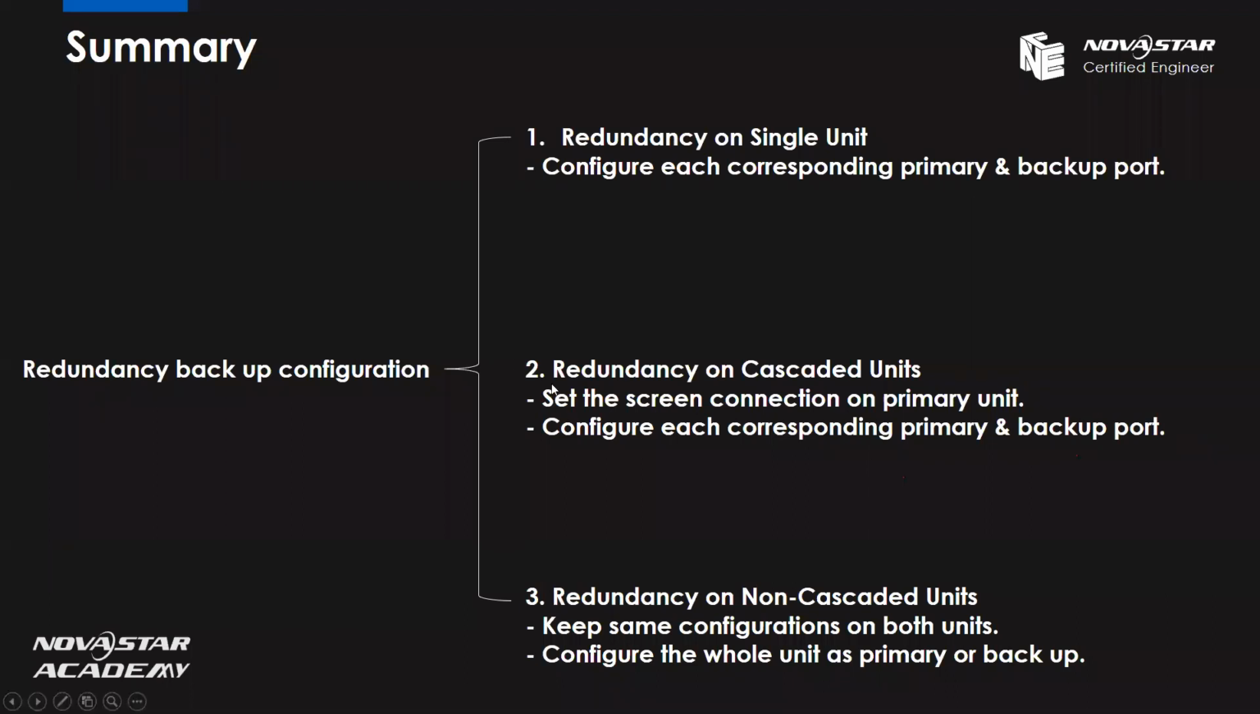And the second one is the redundancy on the cascaded unit. I just showed you different cascaded ways of different controllers. The MCTRL 300 and 600 are using a special cable to do the cascading, and MCTRL 660 is using an Ethernet cable to do the cascading. And later on the VX4S, Pro HD, or other new controllers, we are all using the USB cable to do the cascading. So the cascade ways are different.